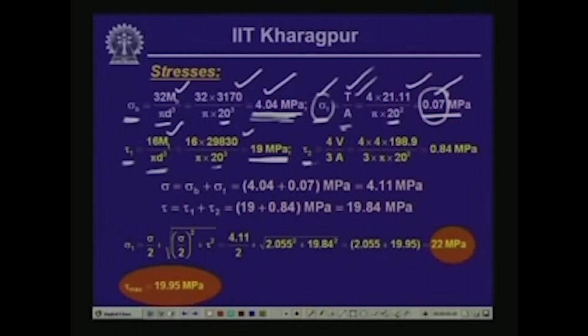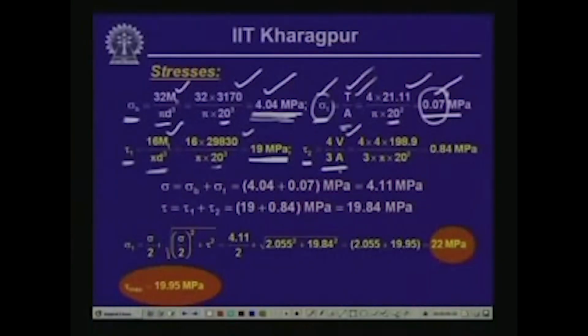And the shearing stress because of the direct shear V is equal to 4/3 of V by A. This is the maximum stress, as we have observed that when we computed the shear stress in a circular cross section, the maximum stress occurs at the center, and the value of the maximum shearing stress is equal to 4/3 V by A, and that is what has been taken here. V, as we have seen, is equal to 198.9 and area is pi d square by 4.